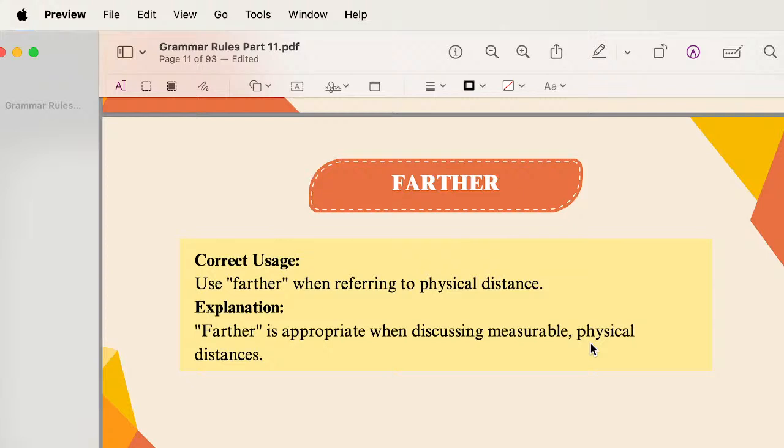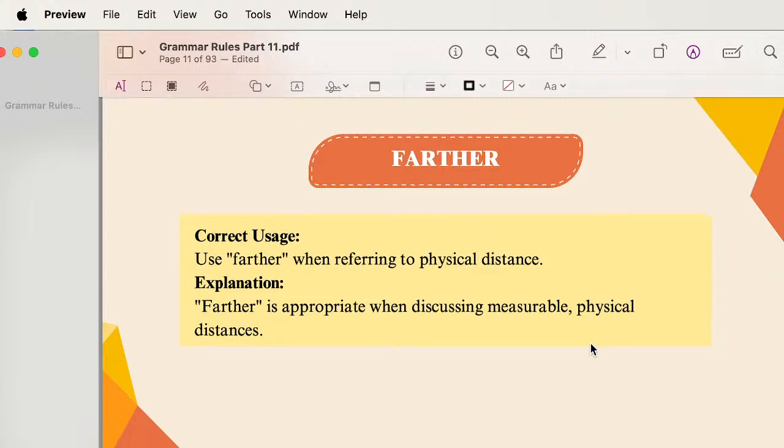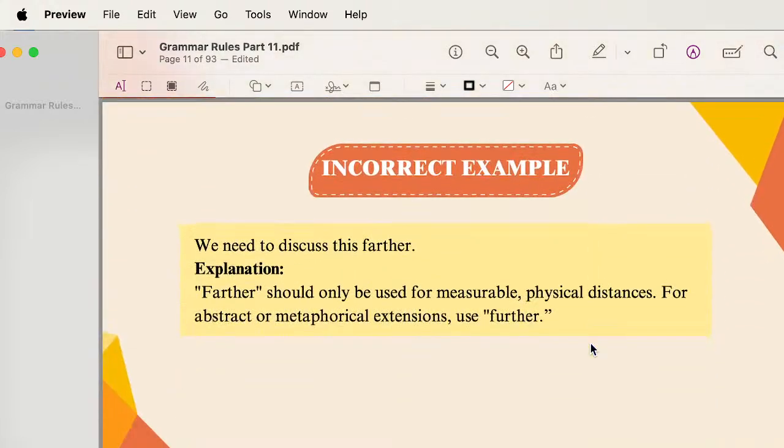For example, I'm going to run farther than yesterday. मतलब आज मैं जितना दौड़ी उससे दूर दौड़ूंगी या उससे ज़्यादा दौड़ूंगी. So you're talking about the physical distance here. Therefore, farther. Okay, often, but the next is further. First let's see the example.